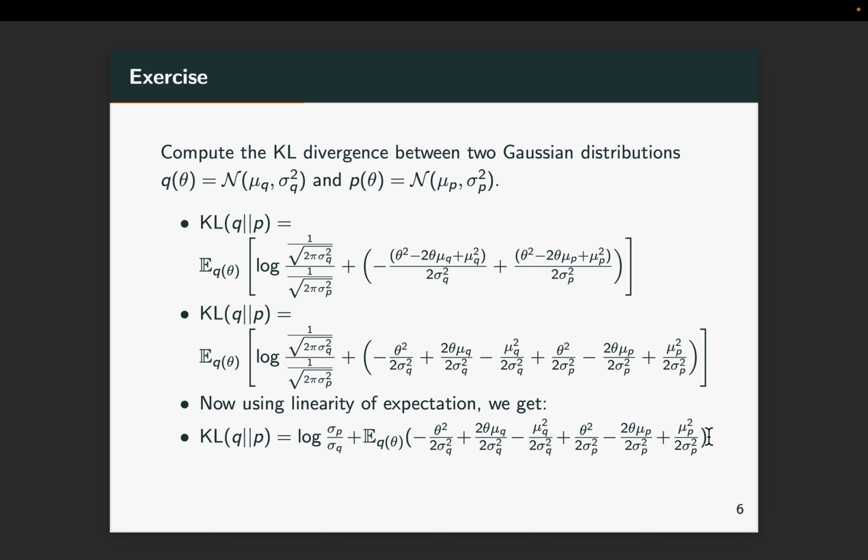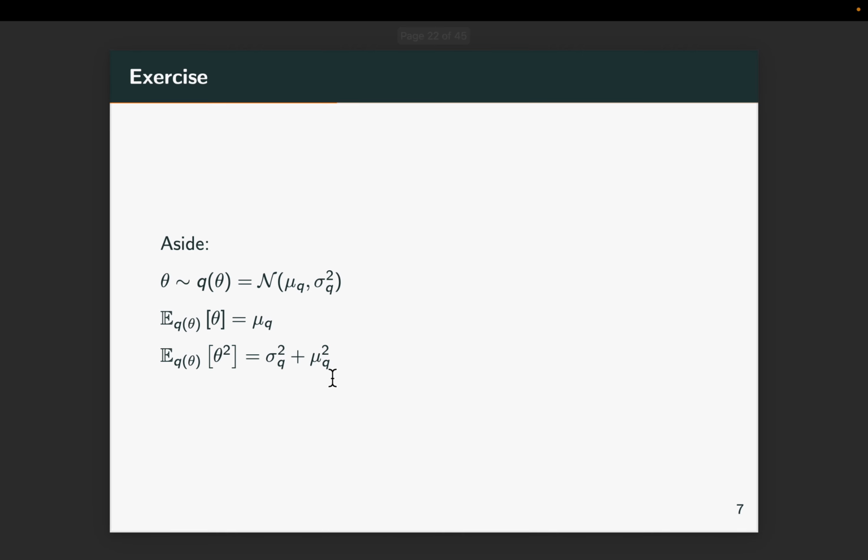Now some of the terms are independent of theta, right? Some of the terms are linear in theta and some of the terms are quadratic in theta. So we just need to know the expectations of terms independent of theta, linear in theta and quadratic in theta. So we know that if theta is distributed as q theta, which is normal with mu q and sigma q square, then the expected value of theta is mu q, and the expected value of theta square is sigma q square plus mu q square. All of them are subindexed with q because this theta is distributed as q. Right? So these are the things you'll need.